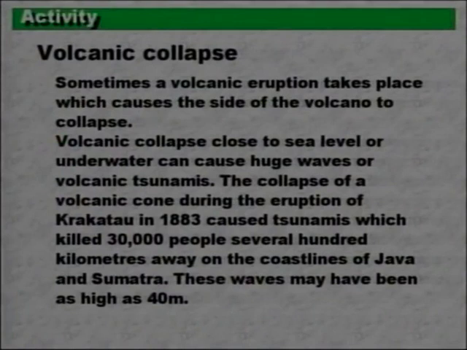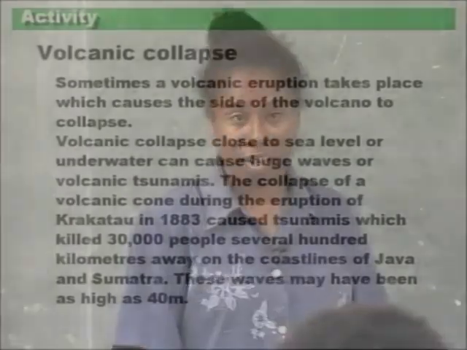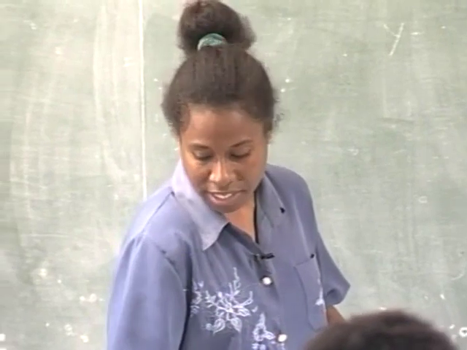First of all, under the heading on volcanic collapse, sometimes a volcanic eruption takes place which causes the side of the volcano to collapse. Volcanic collapse close to sea level or underwater can cause huge waves of volcanic tsunami. The collapse of a volcanic cone during the eruption of Krakatoa in 1883 caused a tsunami which killed 30,000 people several hundred kilometers away on the coastlines of Java and Sumatra. These waves may have been as high as 40 meters. So you think about it, could this be an advantage? Could it be a disadvantage? Maybe an idea, it might help you in your essay writing.